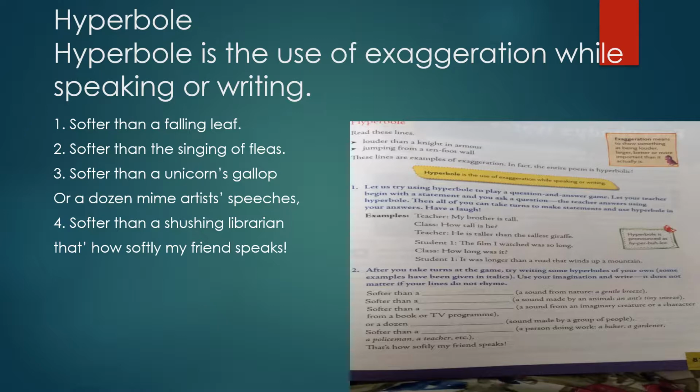Third is softer than a dash, a sound from an imaginary creature or a character from a book or TV program. So, softer than a unicorn's gallop or a dozen mime artists' speeches. Now last one, number 4, softer than a dash, a person doing work, a baker, a gardener, a policeman, a teacher, etc. Softer than a shushing librarian. That's how softly my friend speaks. Clear, children?